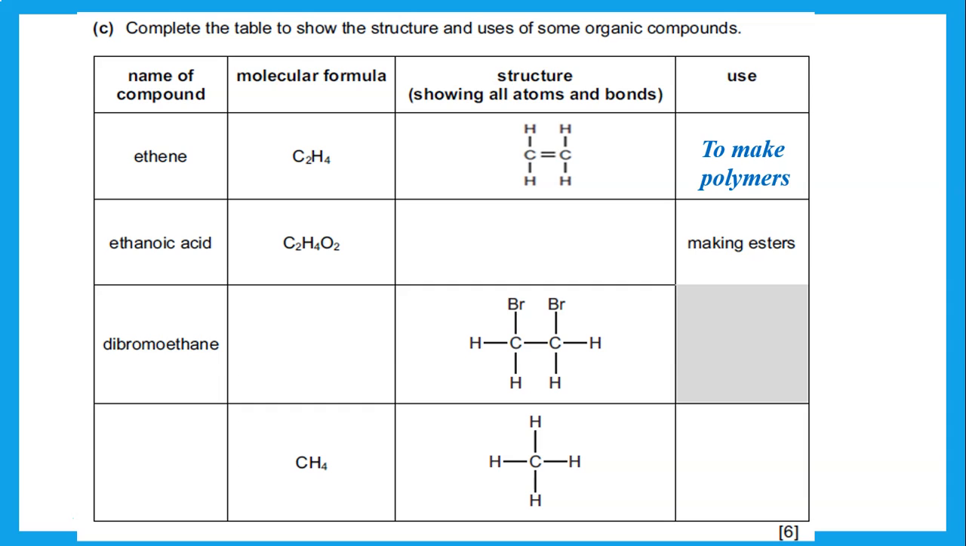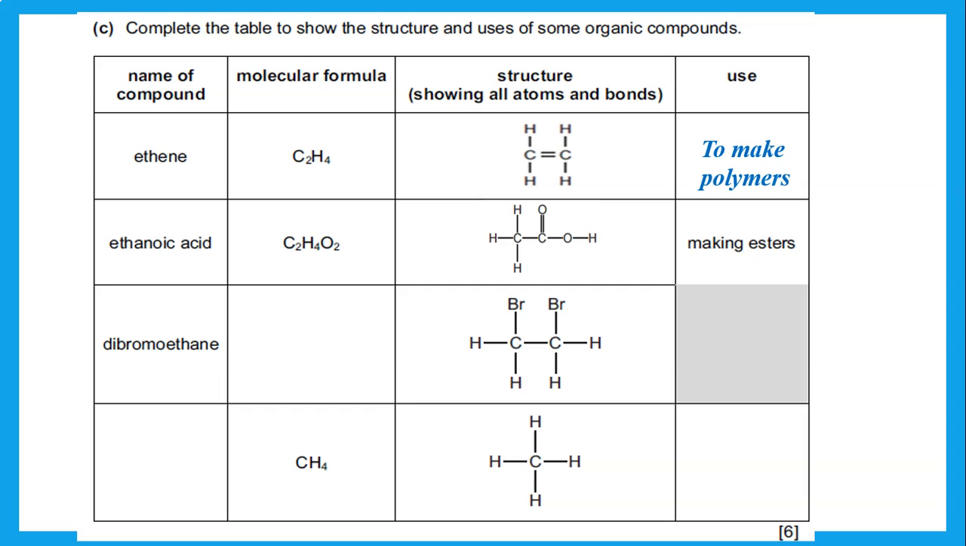Ethanoic acid. How do we draw the structure of ethanoic acid? Ethanoic acid, eth means 2 carbons. Oic acid means on the last carbon you must put double bond O, single bond OH. Then we're given this.